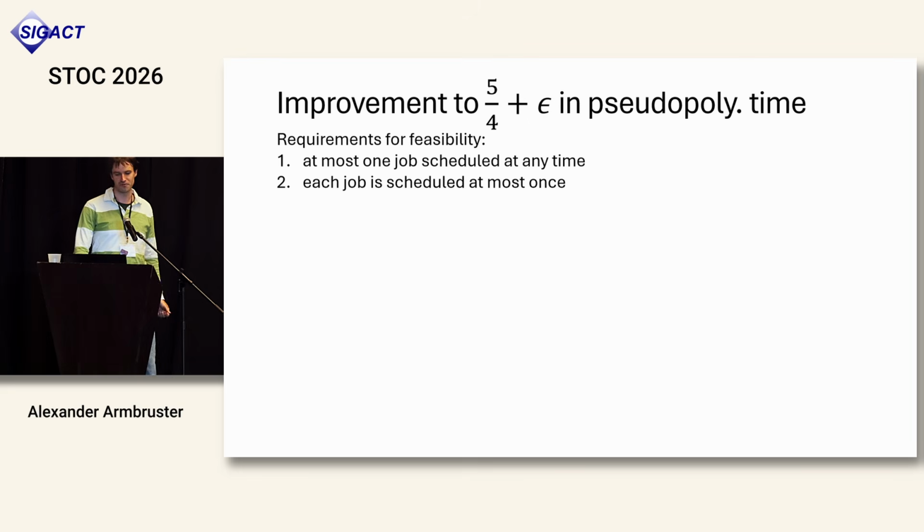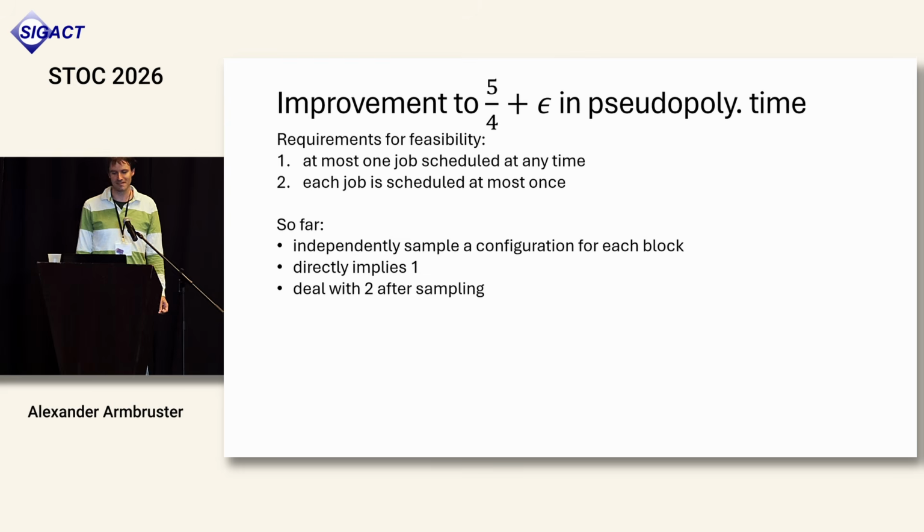And our approach so far was to independently sample a configuration for each block. If you do this, this directly implies that at most one job is scheduled at any time, because that's just how our configuration worked. The second property is not so clear to achieve, and that's why we had this matching idea, or the previous algorithms just deleted duplicates, so that we somehow lose our approximation factor in ensuring the second part.